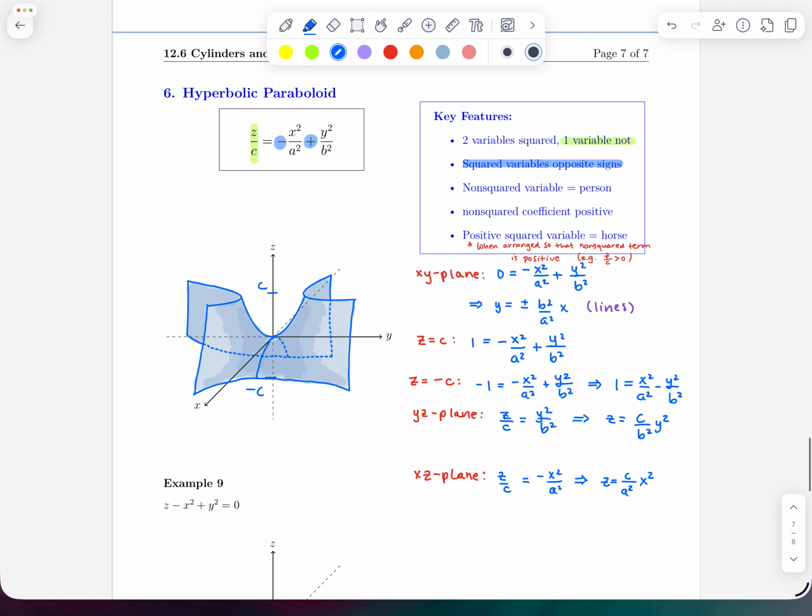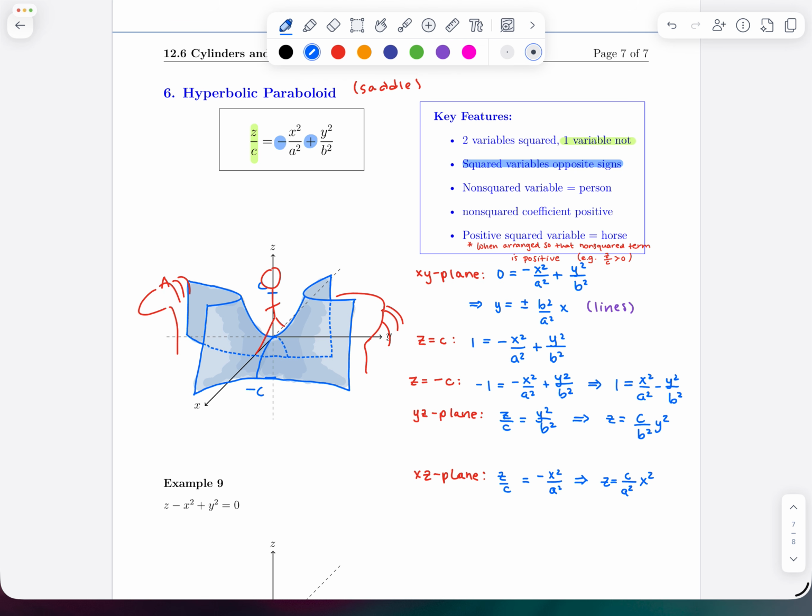So the hyperbolic paraboloid kind of looks like a saddle, which is why you see in my key features talking about a person and a horse. You can imagine that I have some person riding a horse right here, for example, and my horse is over here. He's like, "Hi, I'm a horse," and there's a saddle on him, so his butt's over here.